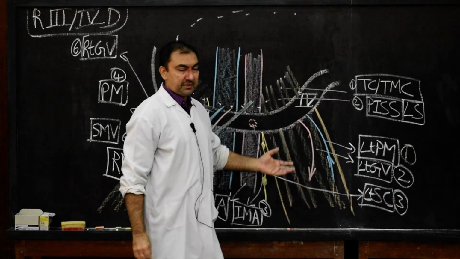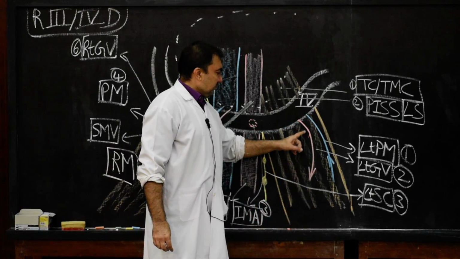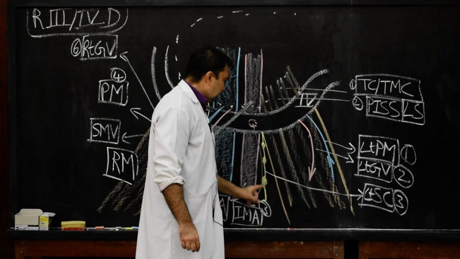Remember, we are discussing the posterior relations of the fourth part. Structure number 1, the left psoas major muscle. Structure number 2, the left gonadal vessel. Structure number 3, the left sympathetic chain.